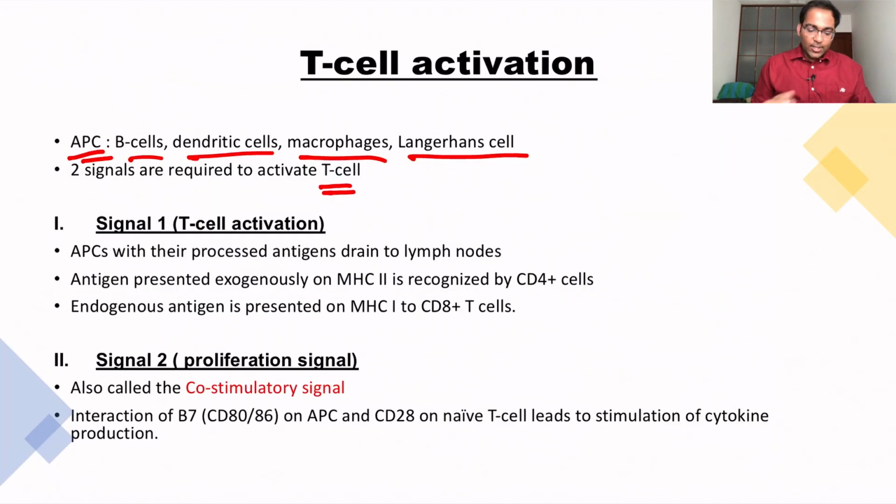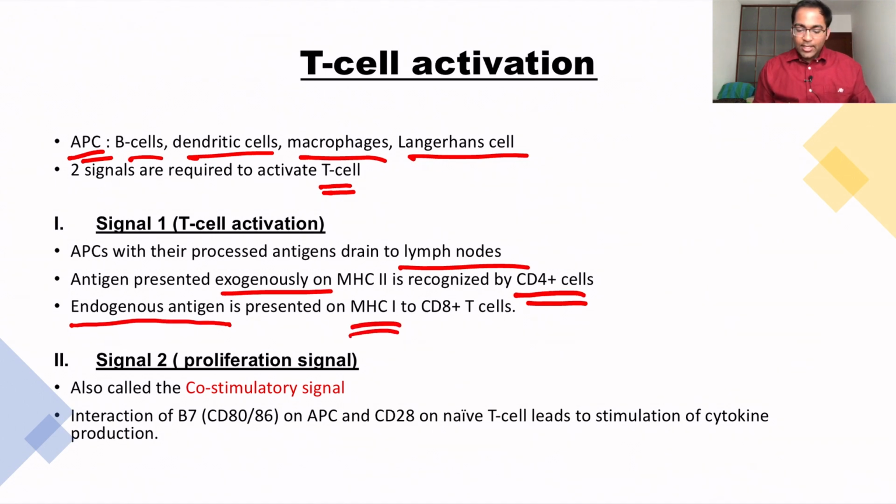So let's go back. Signal number 1 is a T cell activation signal. APCs with their processed antigens drain to lymph nodes. Antigen will be presented exogenously on MHC2 and is recognized by CD4 cells. Endogenous antigen is presented on MHC1 and it is recognized by a CD8 T cell. If you remember a picture that I presented in the last video regarding part 1 of adaptive immunity, I mentioned this endogenous antigen processing and how it happens and eventually how it is expressed by MHC class 1. You can refer to that video and see.